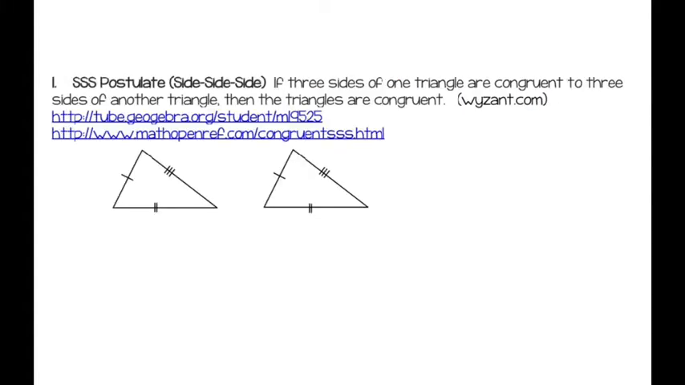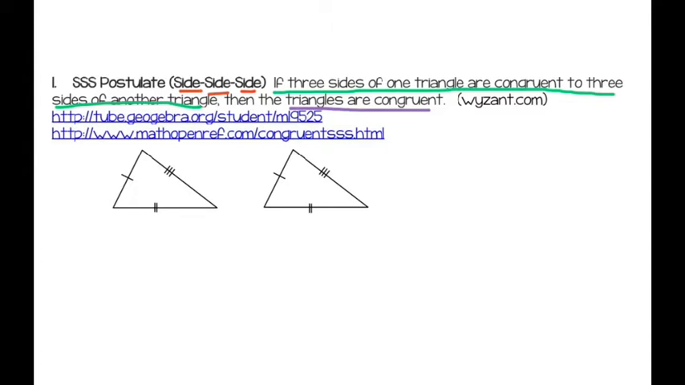Okay, the first postulate is called the SSS postulate. The SSS stands for side, side, side. And the side, side, side postulate, it says, notice that it's a conditional statement. If 3 sides of one triangle are congruent to 3 sides of another triangle, then, so here's the conclusion, the triangles are congruent. So the condition that has to be met is that 3 sides of one triangle have to be congruent to 3 sides of another triangle. And if that happens, then that's enough to prove that the triangles are congruent. You don't need to know about the angles in the triangle.